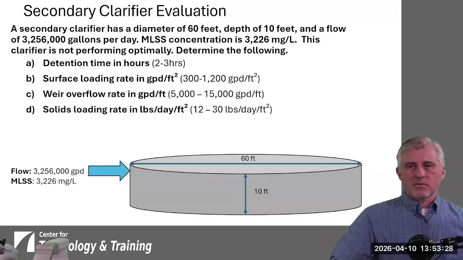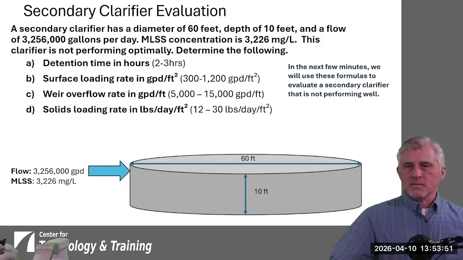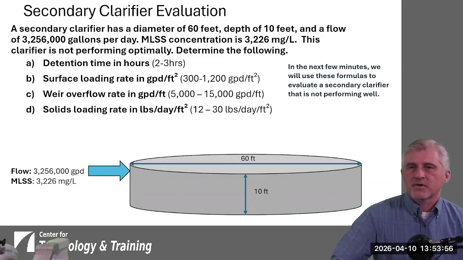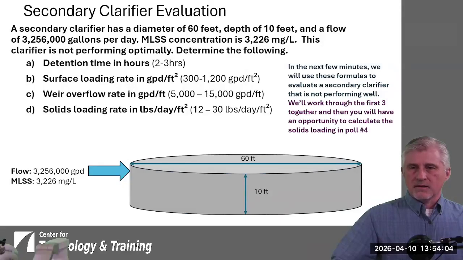We're going to have to determine our weir overflow rate in gallons per day per foot, and that's recommended between 5 and 15,000. And then we have to do our solids loading rate in pounds per day per square foot, and that's recommended at 12 to 30 pounds per day. So I may have jumped the gun. In the next few, we're going to cover these types of formulas in evaluating a secondary clarifier like this. So be on the lookout.